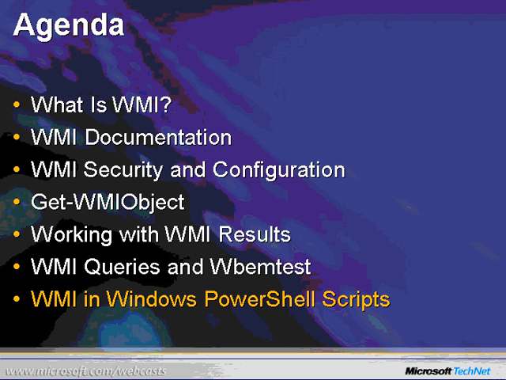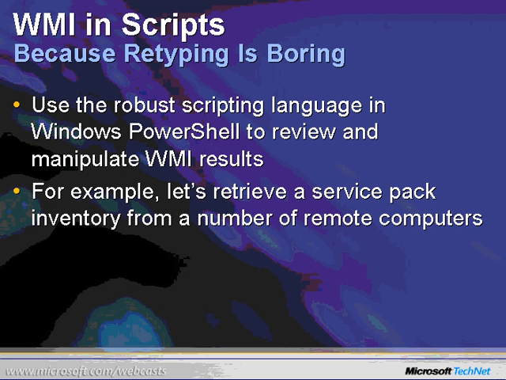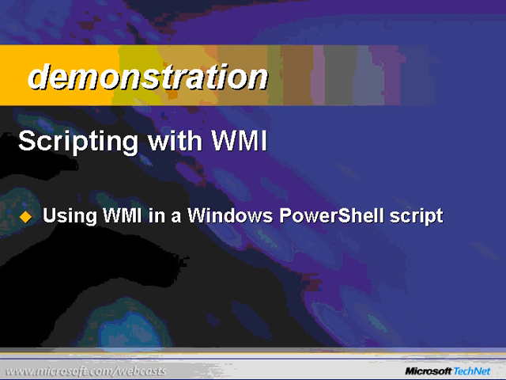The last thing I want to talk about is WMI in a Windows PowerShell script. What does that look like? Typically the reason you would do a script is because you want to do something a little bit more complicated, or you want to be able to run it again and again. PowerShell has a pretty robust scripting language, and you can use it to review and manipulate WMI results. You've already seen an example of me getting the Service Pack version from a computer. I want to now retrieve the Service Pack from a bunch of remote computers, so we're going to use WMI in a Windows PowerShell script.